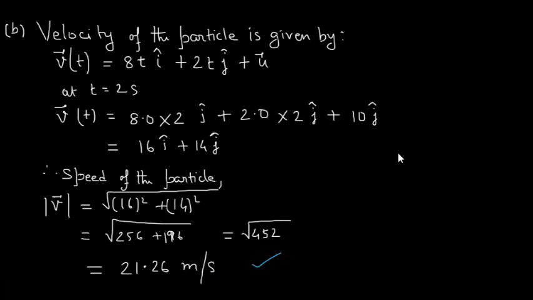B. Velocity of the particle is given by v(t) is equal to 8t i plus 2t j plus u. At t is equal to 2 seconds, v is equal to 8 into 2 i plus 2 into 2 j plus 10 j, which is equal to 16 i plus 14 j. Therefore, speed of the particle, modulus of v, is equal to square root of 16 square plus 14 square, that is square root of 256 plus 196, which gives square root of 452, which is equal to 21.26 meter per second.